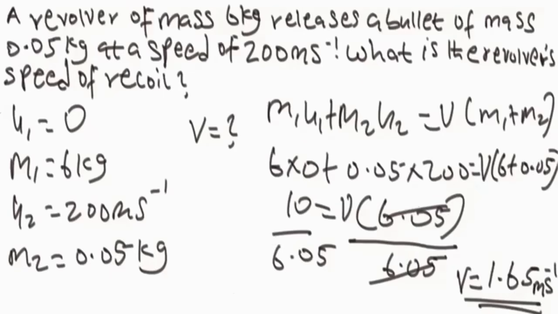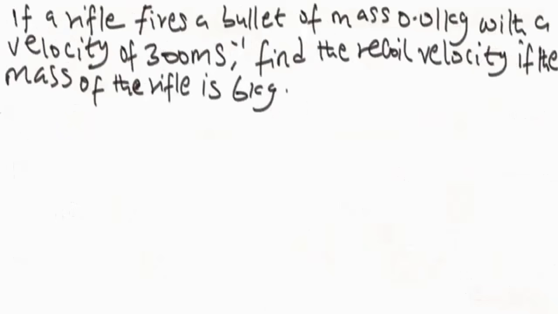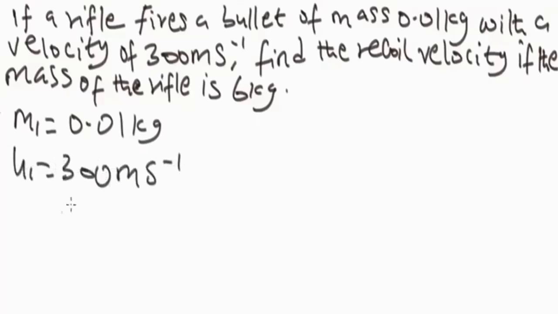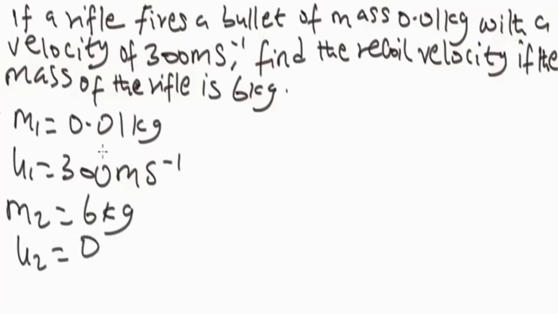So let's wipe and solve one more example, and after that you can call it a class. Let's look at this typical question. It says a rifle fires a bullet of mass 0.01 kg with a velocity of 200 meters per second. Find the recoil velocity if the mass of the rifle is 6 kg. Let's get our parameters. In this question, we have our m1 to be 0.01 kg. We have our u1 to be 300 meters per second, and we have our m2 to be 6 kg. Our u2 will be 0.